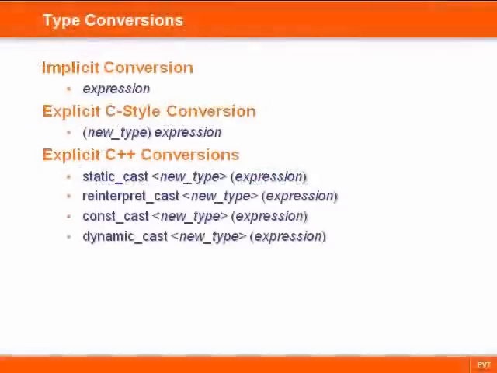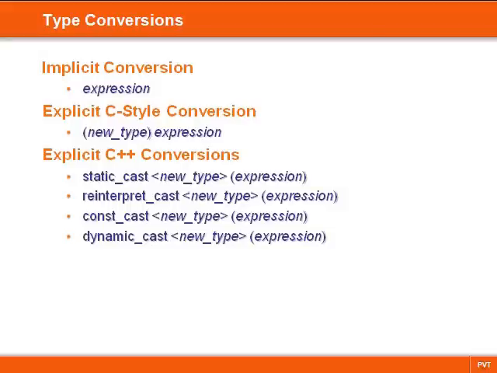In order to get more control over the different types of conversions that are possible, C++ introduced the 4 new style casts. These are static, reinterpret, const, and dynamic cast. Their format is to follow the cast name with a new type enclosed in angle brackets, and thereafter the expression to be converted in parentheses.